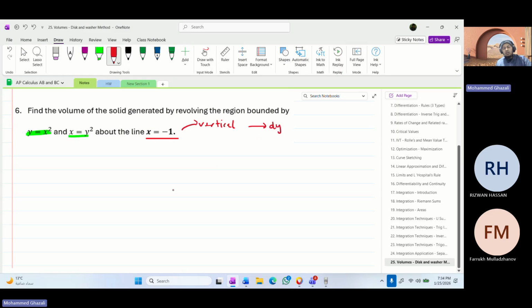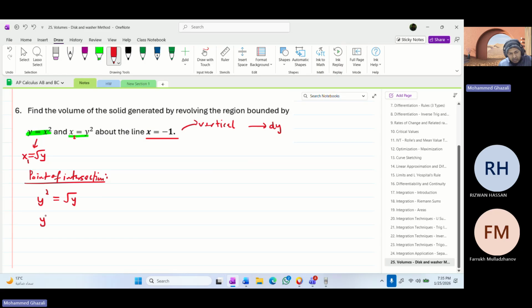Because it's going to be dy, let's solve for x in terms of y. So x is equal to root y over here, and this is x equals y squared. So that's already done. This is x1 and this is x2. So the intersection points are where y squared equals root y.